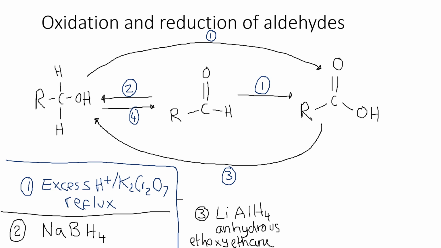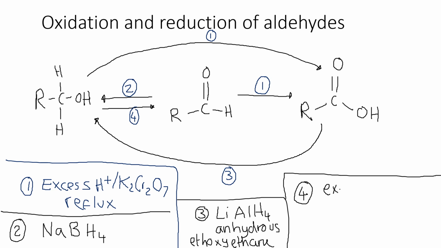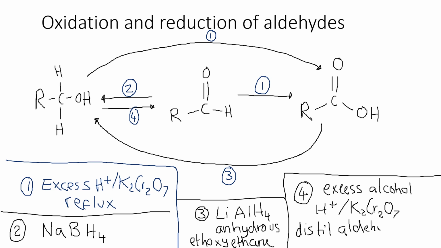And then our last arrow is arrow 4. And arrow 4 takes you from the primary alcohol to the aldehyde. This is partial oxidation. And to do partial oxidation, you need excess of the alcohol this time, as opposed to excess of the oxidizing agent. So excess alcohol. You still need your H+ and the potassium dichromate, K2Cr2O7. But this time you distill the aldehyde as soon as it forms to stop it oxidizing further. So you distill the aldehyde as it forms.